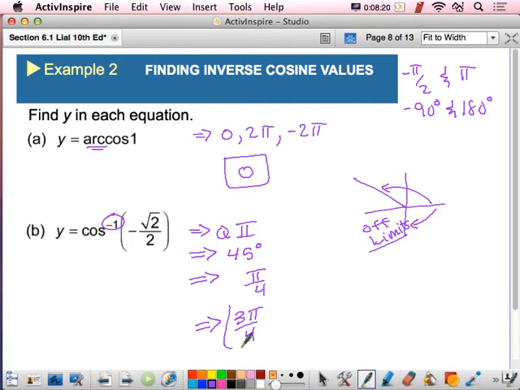Okay. And guys, you can check this in your calculator. If you're in radian mode, try this. Inverse cosine of negative square root of 2 over 2. Now it's going to give it as a decimal, but you could match it to your answer. What does it tell you? 2.356 radians. And then if you type in 3 pi over 4, that's what that should equal. Does it? Yes. So you can check these.